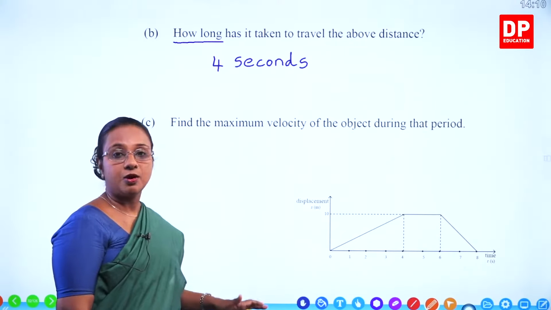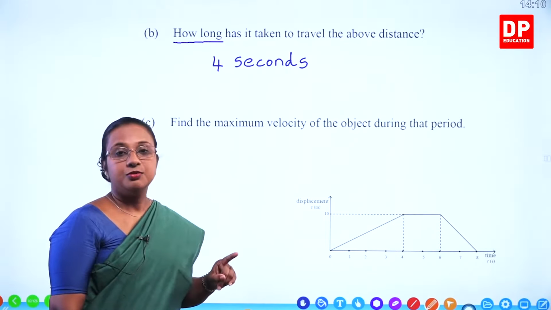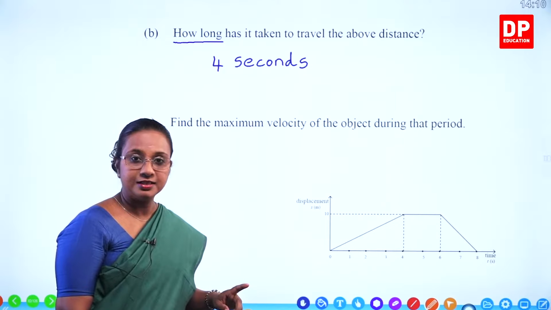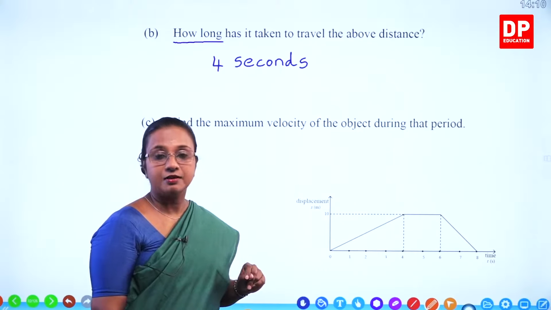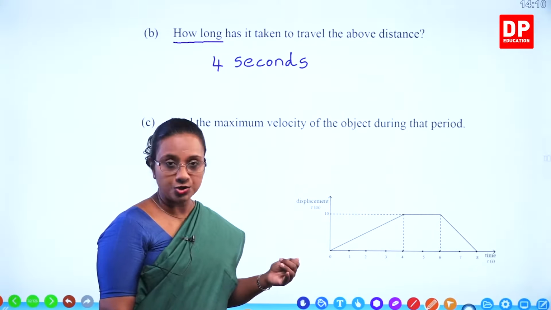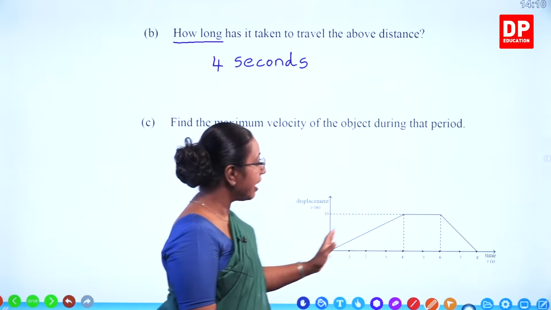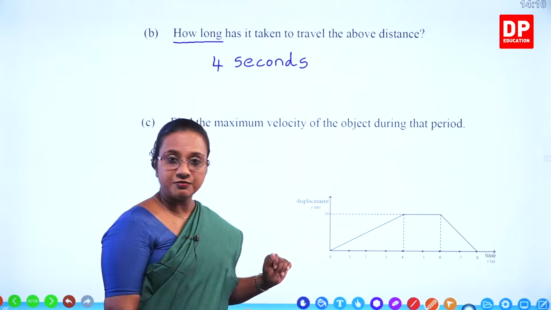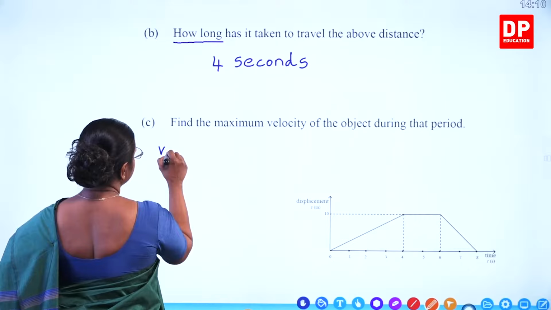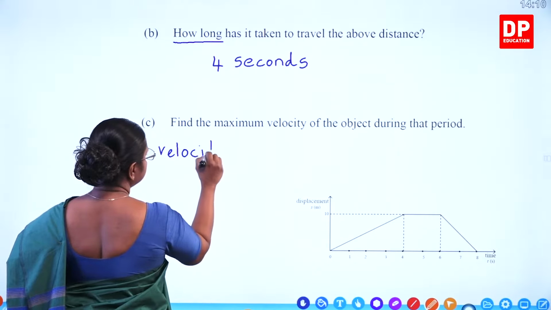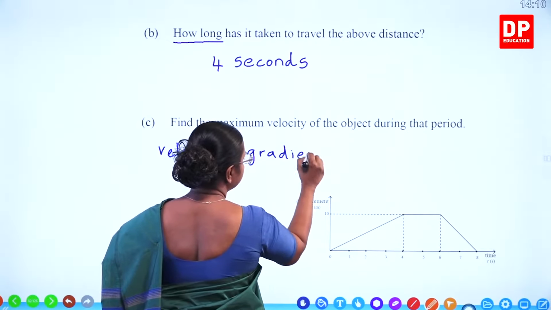So maximum velocity from the displacement time graph, you know students, it is the gradient of the displacement time graph that will give you the velocity. So to calculate the velocity, we need to divide y by x. The change in y divided by change in x. So velocity is equal to the gradient of the graph.